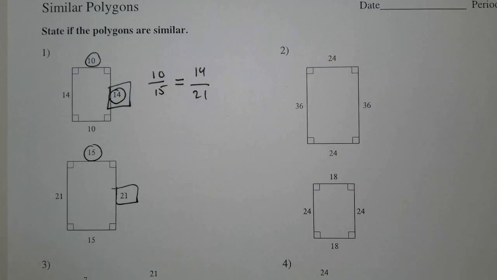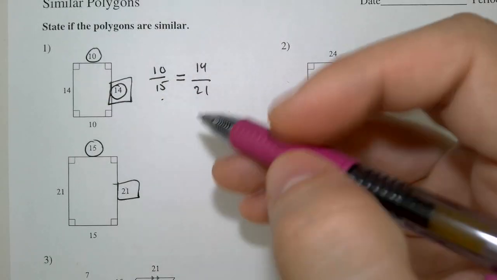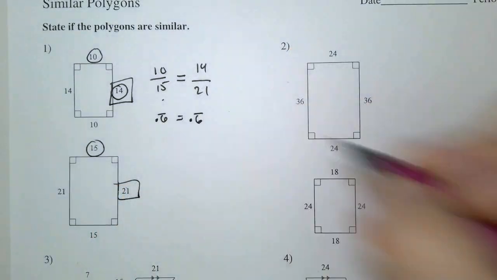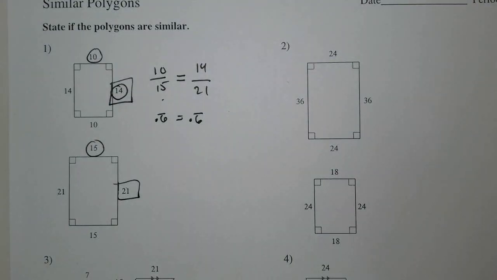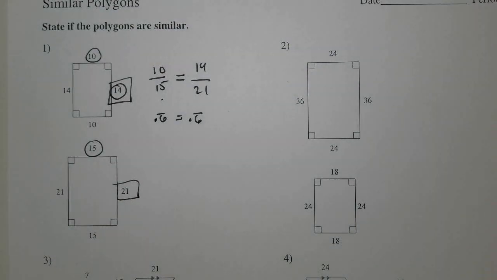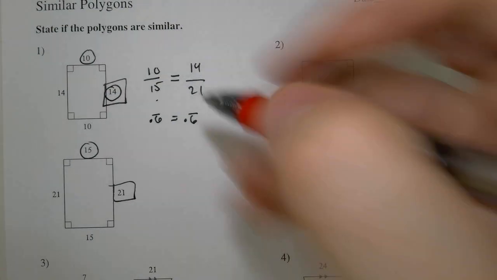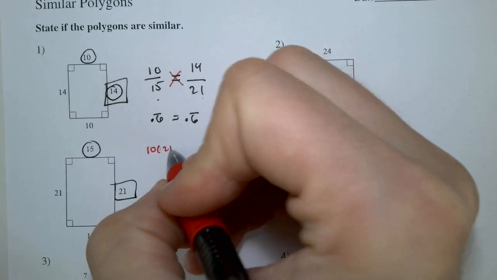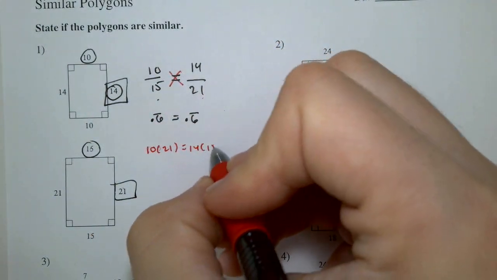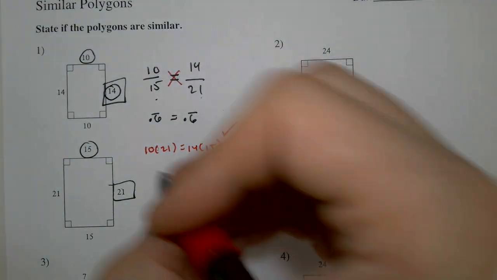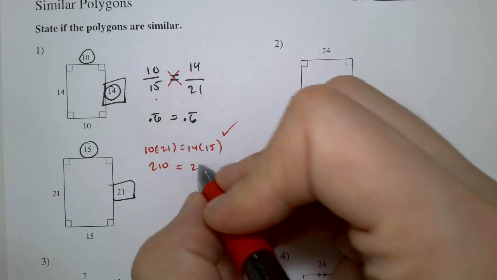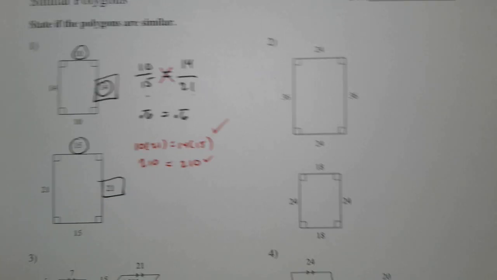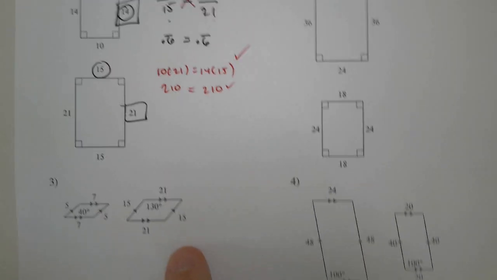And you can do this two ways. You can either divide 10 over 15, which happens to equal 0.6 repeat, and see if this is equal to 0.6 repeat, which works. The other thing you could do is take a leaf out of the cross multiplying. If you multiply 10 times 21, and it equals 14 times 15, that is another way to prove that it is, in fact, similar. Okay, so that's two ways to do it. And there's going to be a third way very shortly happening on number 3.